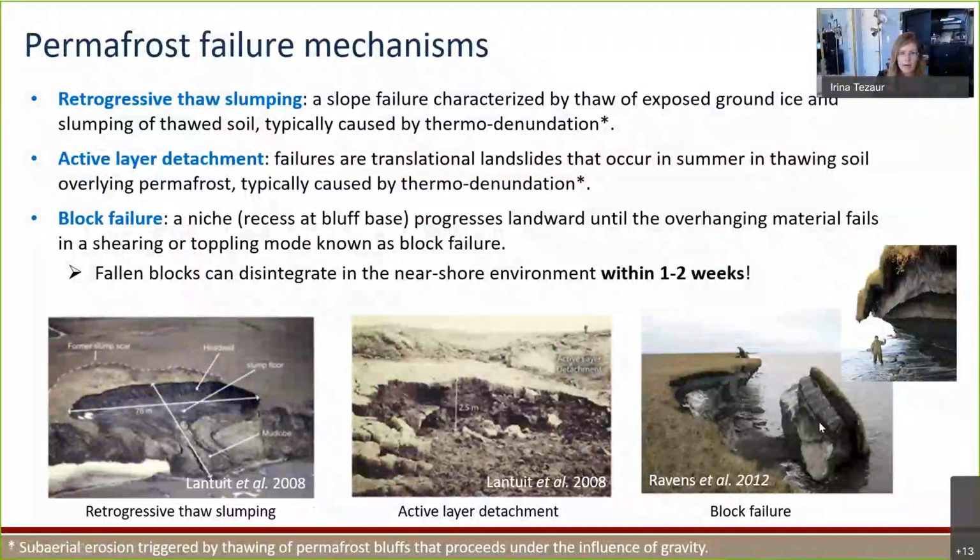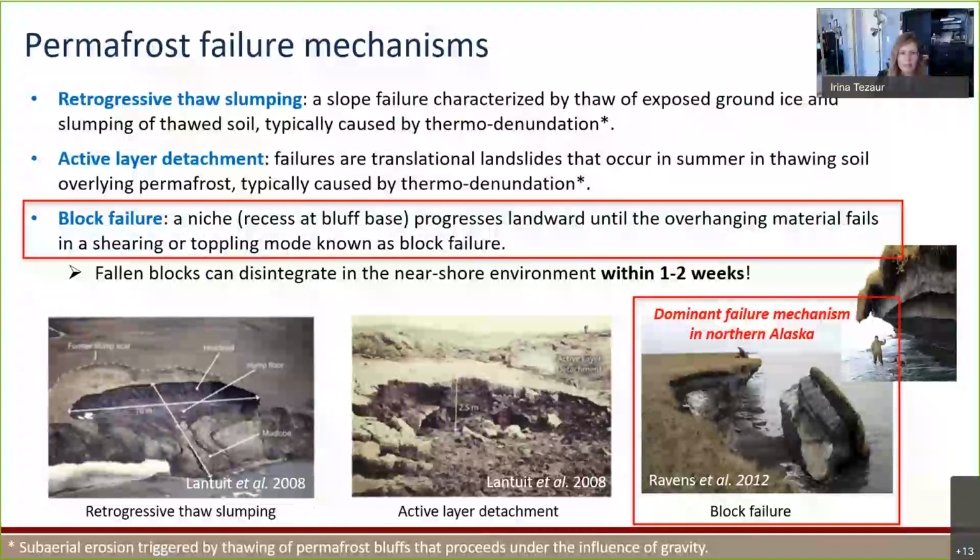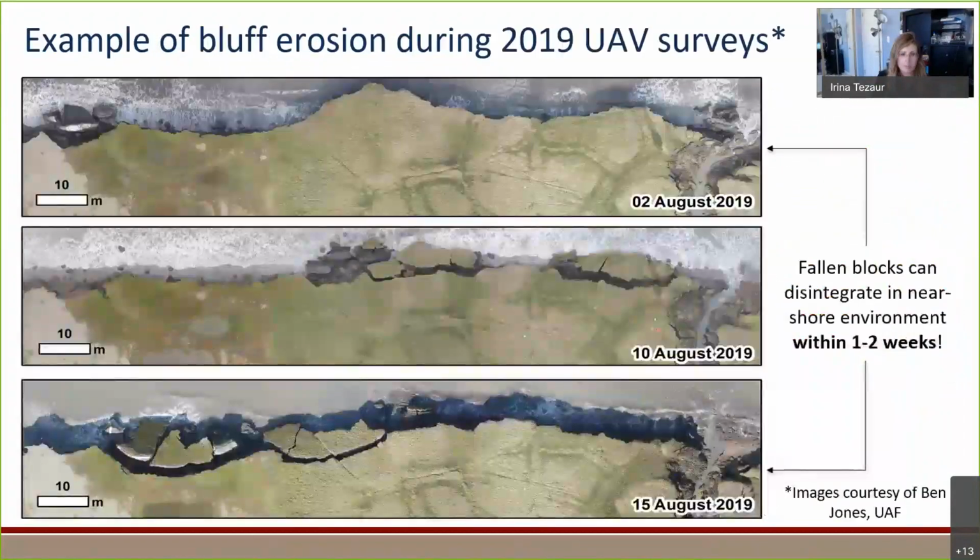So the block failure is actually very important. It's the dominant failure mechanism in many sites in northern Alaska. As you can imagine, it can actually cause pretty rapid permafrost loss. So these blocks can detach and disintegrate in as little as a week. And I have some images here that kind of highlight this.